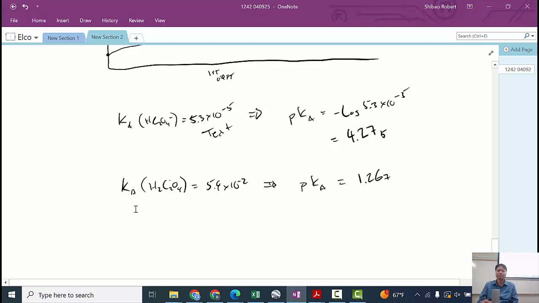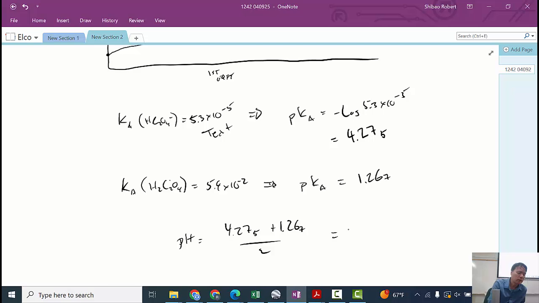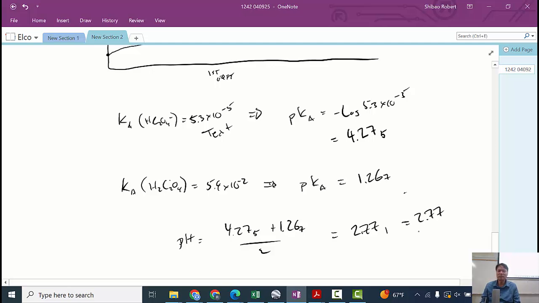I used it all. And therefore, the pH is going to be, it's a pretty simple equation, 4.275 plus 1.267 divided by 2. So 2.77. So the pH is 2.77.